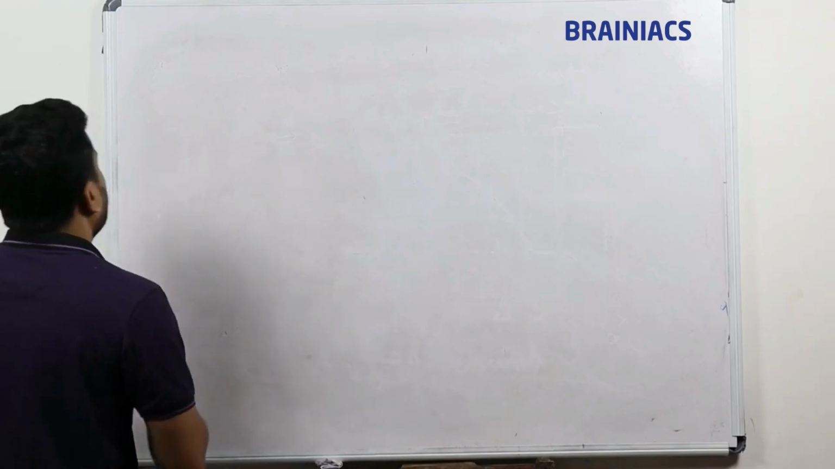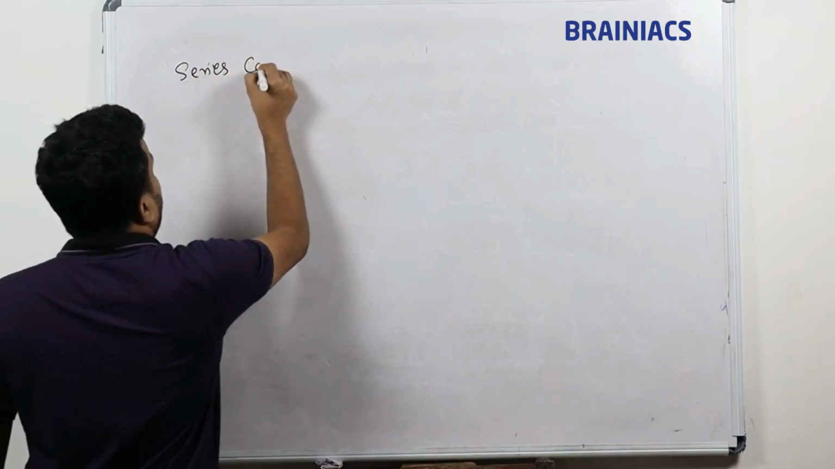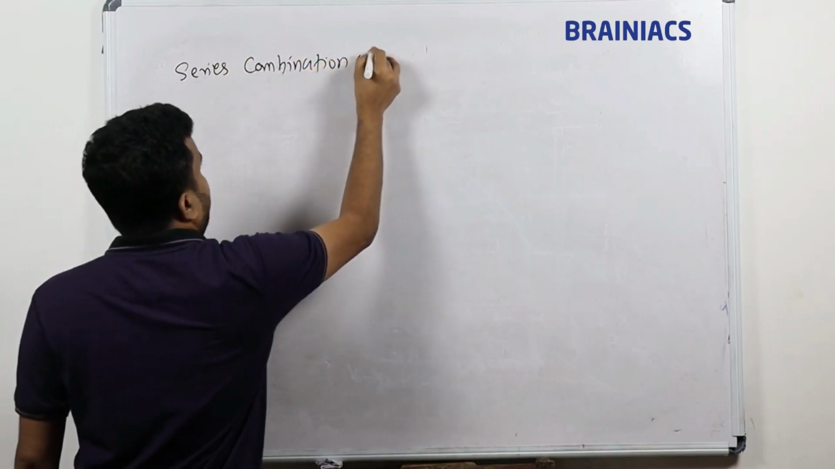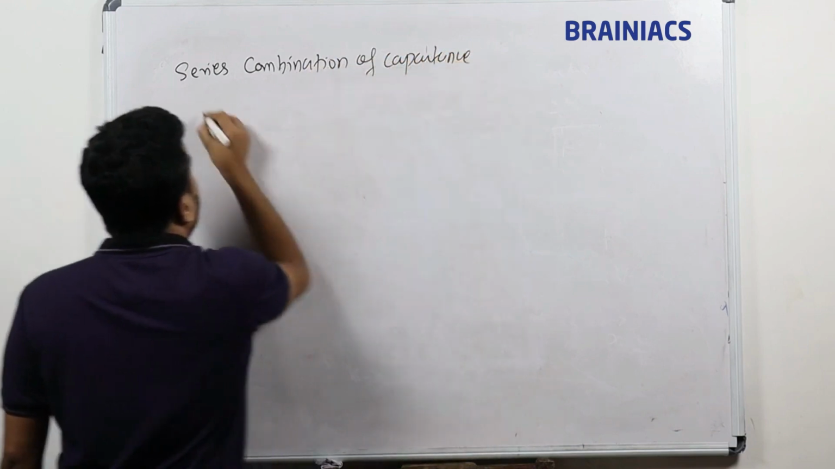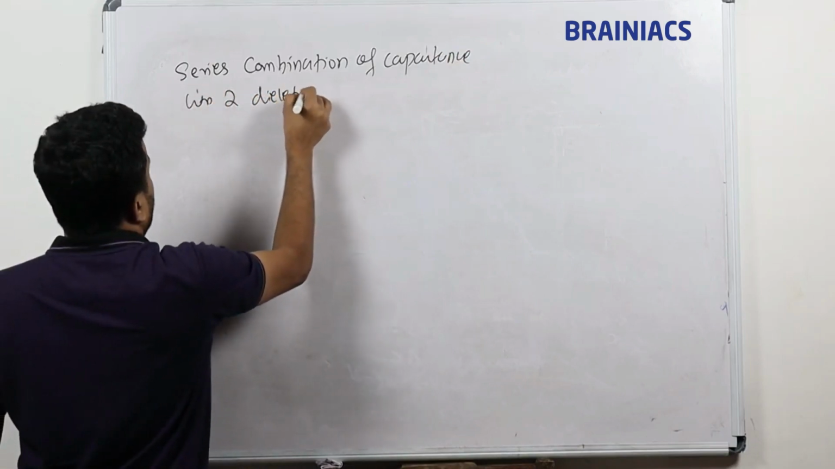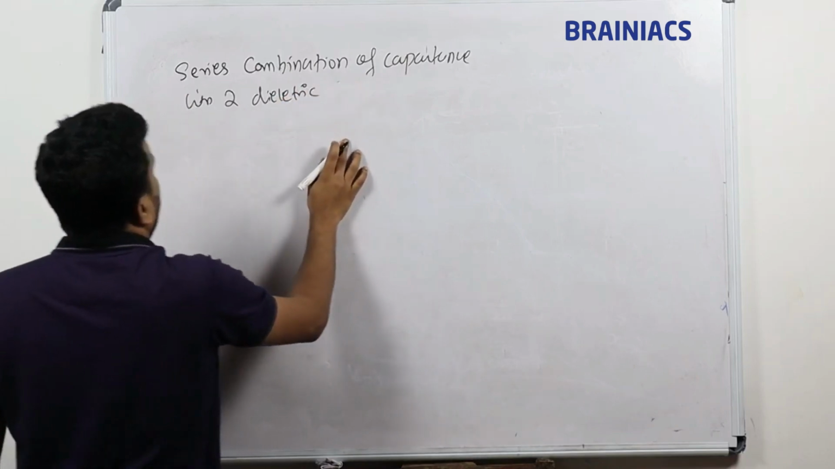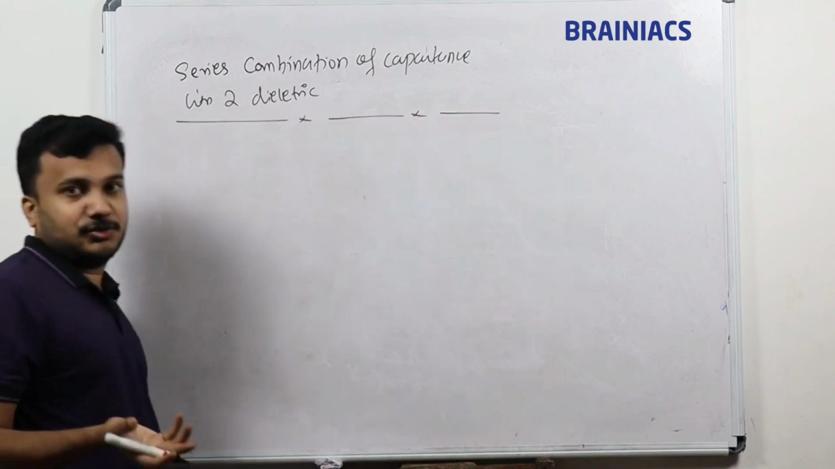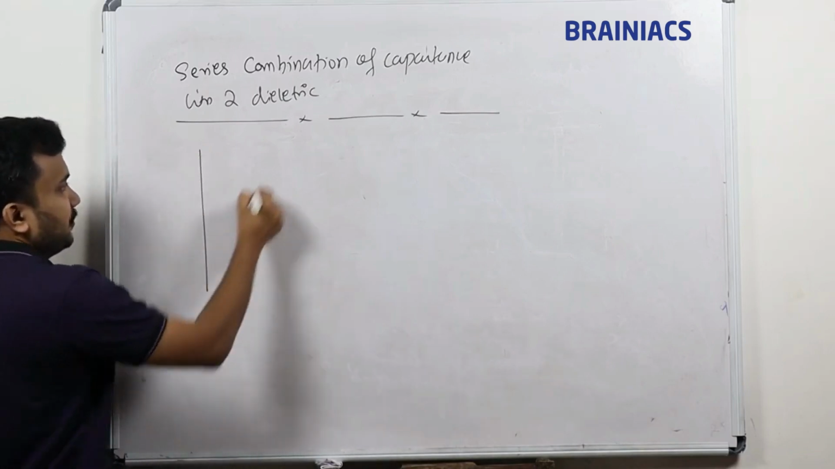So let's start with series combination of capacitance with two dielectrics. I am going to teach you with two dielectrics, but in examination it may be two, three or four. This is an example, and from this example we can start to do any problems.